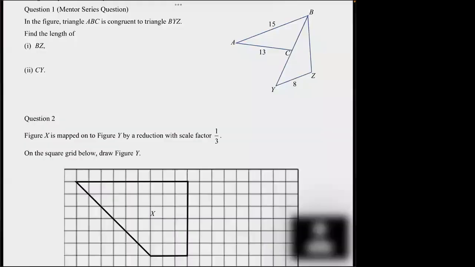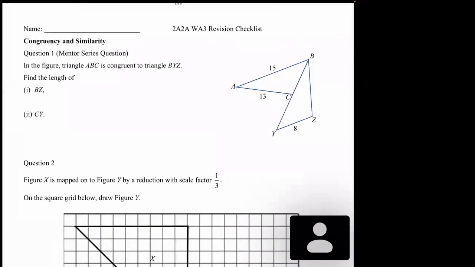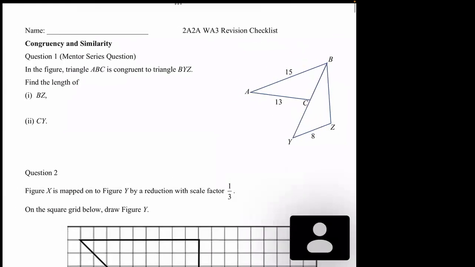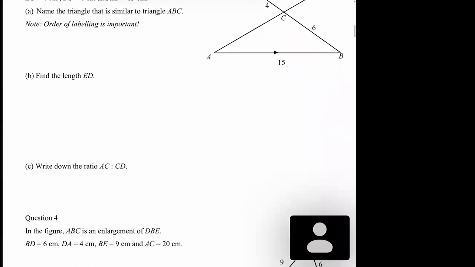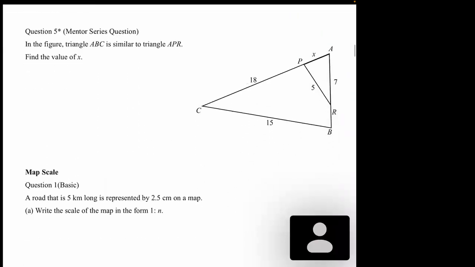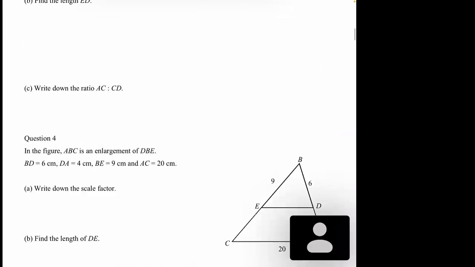Right, let's begin. First of all, please take out this worksheet for your 2A2 WA3 revision checklist. All of you have it? Right, now we're going to go through a few questions. Number one, the one on math skill. We've done the questions for revision.